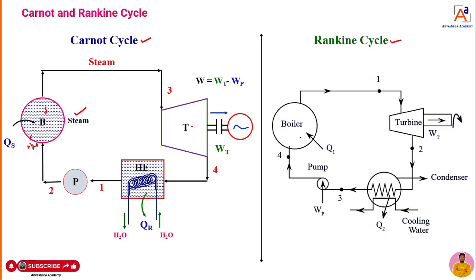Once the work is done, whatever steam is there will come out from the turbine. Then we are going to pass it on to the condenser or heat exchanger. Initially it was water. Because of heat addition, water is converted into steam. Then that steam is expanded in the turbine. Work is done. After work is done, whatever steam is there in the turbine, we are going to take it out. Then we are going to pass it on to the condenser. In the condenser, what happens?